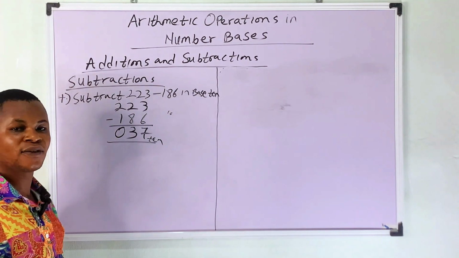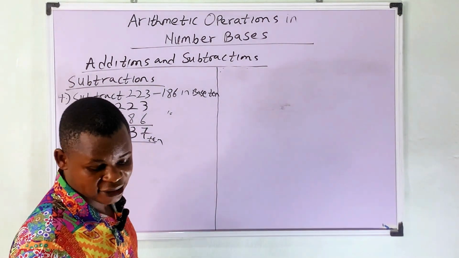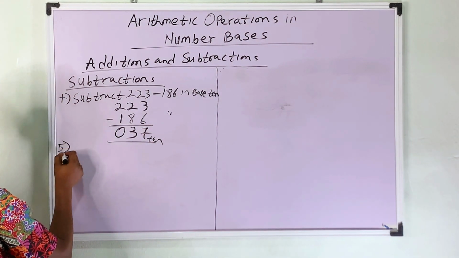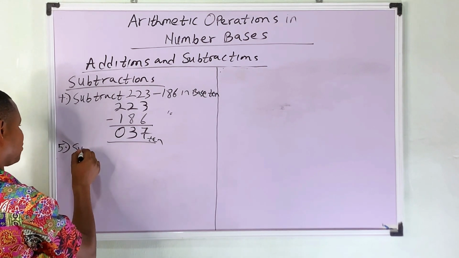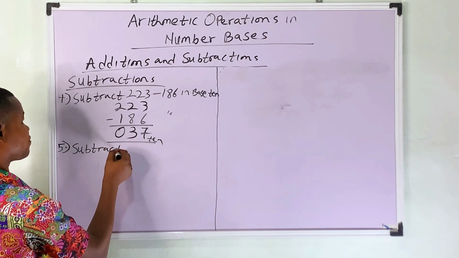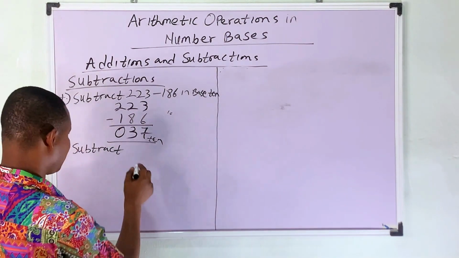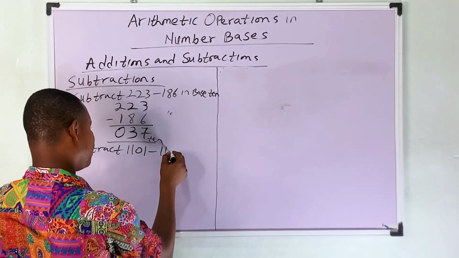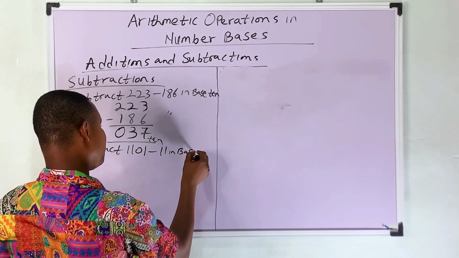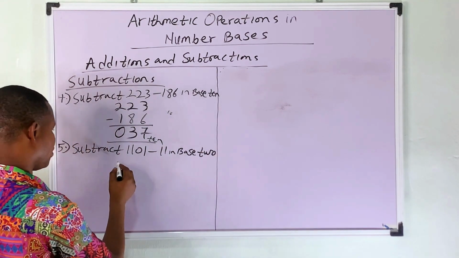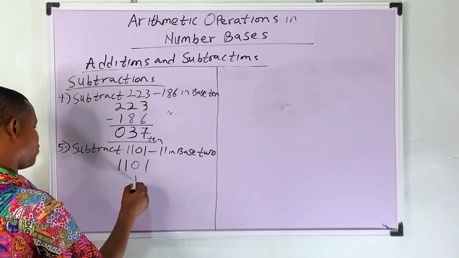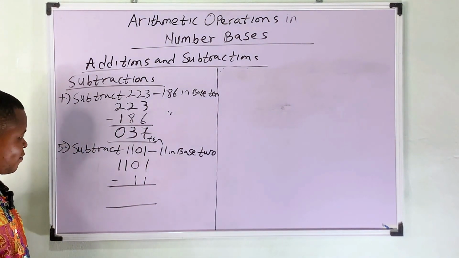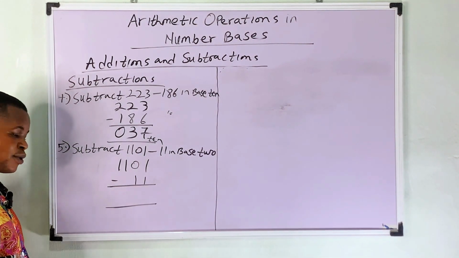So let's solve another subtraction example, but this will be in base 2. Let's call this example 5 and subtract 11 from 1101 in base 2. Okay. Look at this. 1 minus 1. That will give us 0.